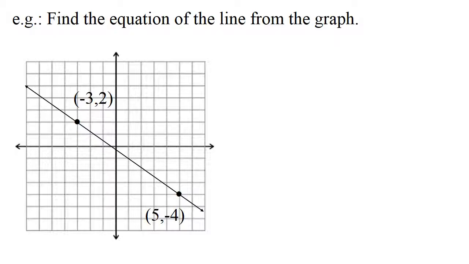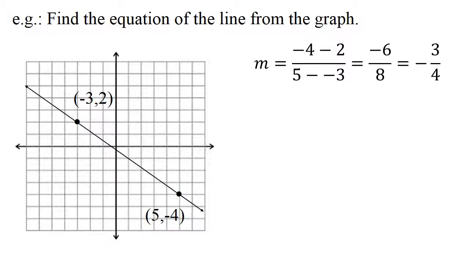So the first step is find the slope. And I'm going to call (-3, 2) my first point, and (5, -4) my second point. You can do it the other way also. You'll get the same numbers. So if I plug that in, -4 is y2 minus 2 is y1, 5 is x2 minus -3 is x1. So -6/8 or -3/4 is my slope.